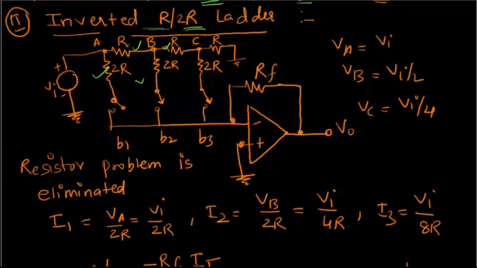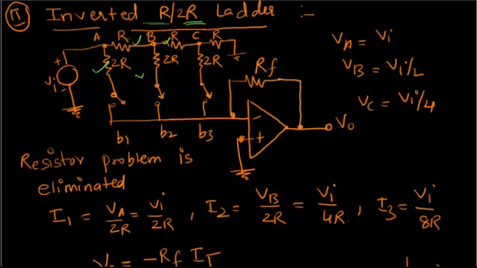Okay. Now here if you observe, there are only 2 types of resistances, R and 2R. So this is the advantage. The resistor problem, which we had earlier, is eliminated. Okay. Now note that these are the voltages at points A, B and C. I have shown here A, B and C. Okay, so these are the voltages. This can be calculated using the potential divider formula.